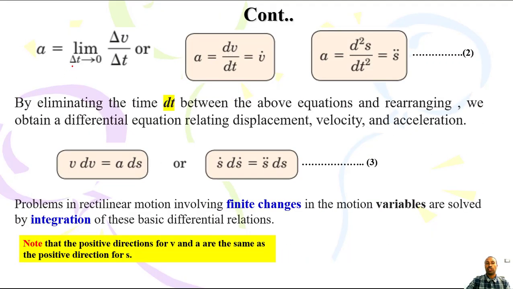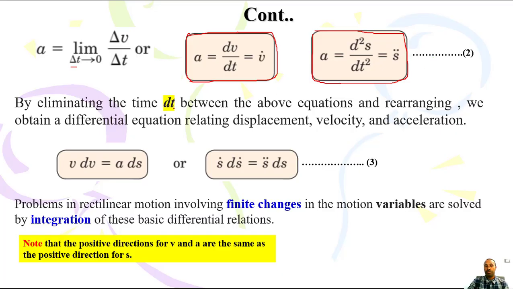So just as delta t approaches zero, we will have this equation. Acceleration is the change in velocity by change in time, or the rate of change of velocity with respect to time, v dot. Or else, if you substitute ds by dt, then it will be this one. So acceleration is the second derivative of the distance equation. If you have the distance equation, you can write this one, s double dot.